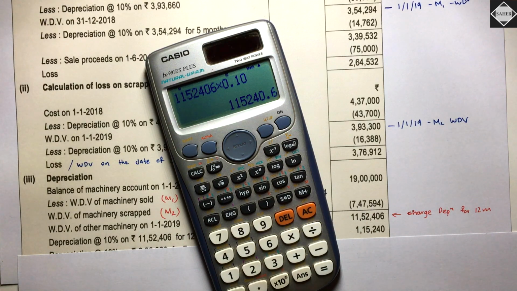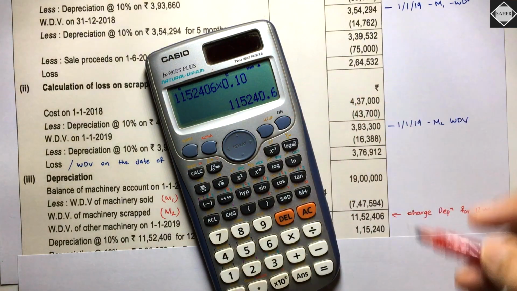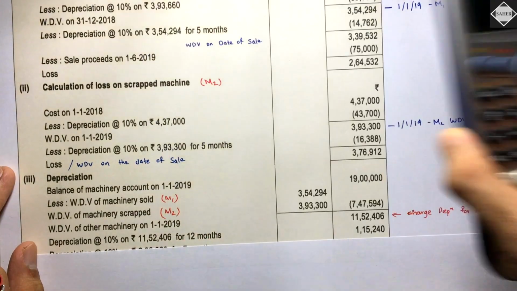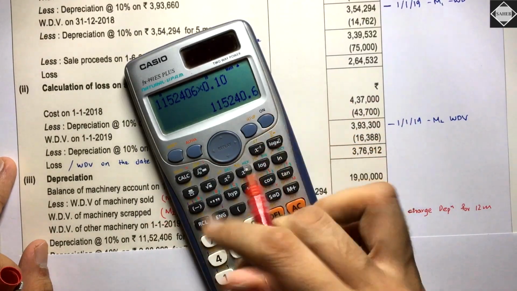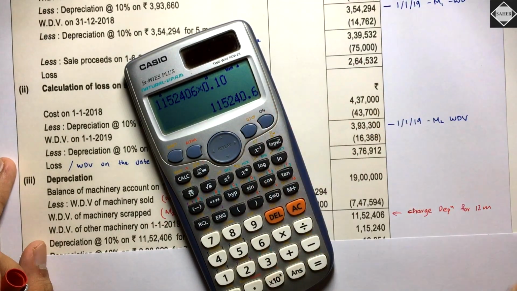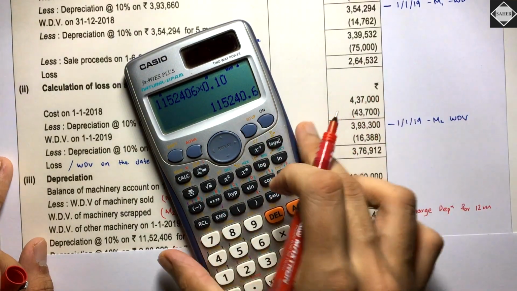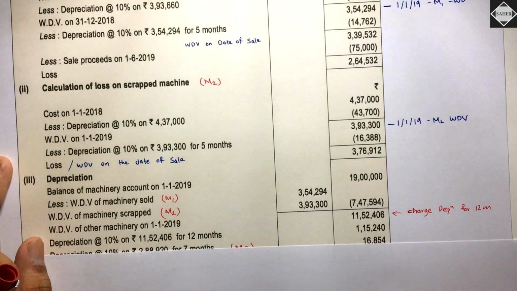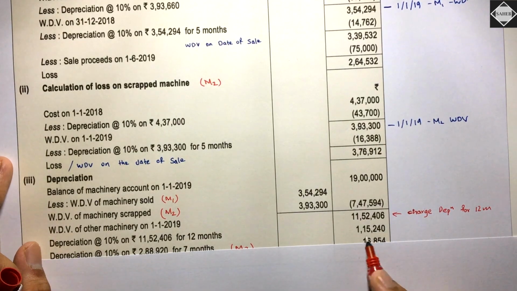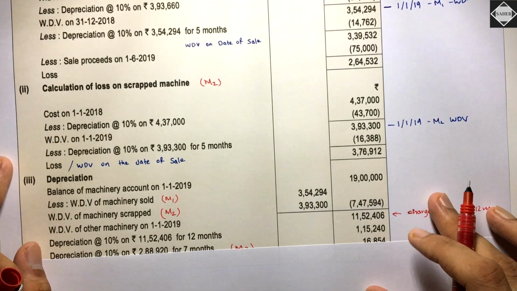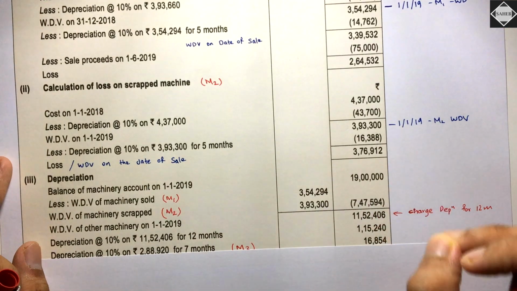1,15,240.6. So actually you could have rounded it off, but they haven't. Why they haven't? Actually you need to. So 1,15,241 you have to take. But it's fine. So 1,15,240 they have taken. That's also fine, right? So 1,15,240, that is the depreciation on the remaining machinery.